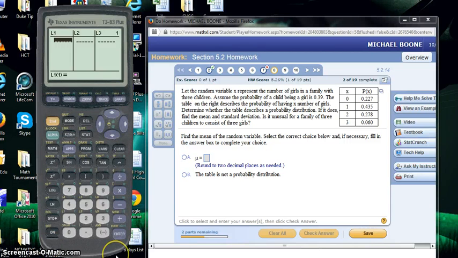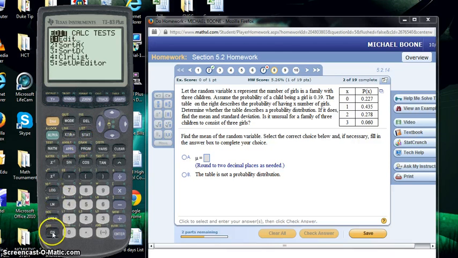Alright guys, here's an example of how to use the TI calculator for the expected value or the means and standard deviations. So if we were in our calculator, let's see, so here's my probability distribution table.